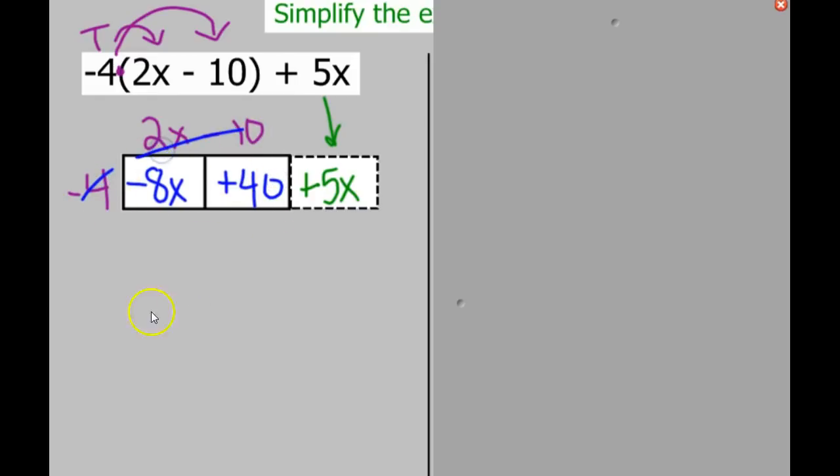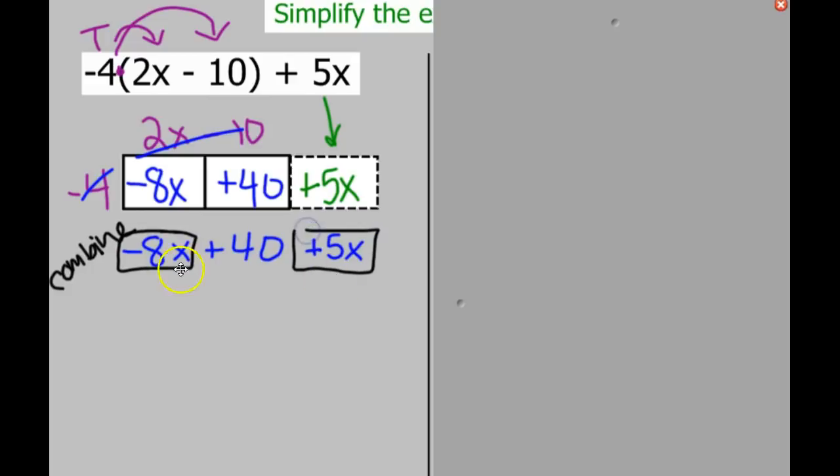Now that we've multiplied, we're done with those numbers. We have negative 8x plus 40 plus 5x. Now is when that one extra step comes where we have to combine any like terms. We have here a negative 8x and a positive 5x. They're both x's, so we can combine them together. There are more negatives, so I know it's going to be negative. 8 minus 5 should give me 3. So we have negative 3x plus 40. We couldn't combine that with anything, we just move it down.